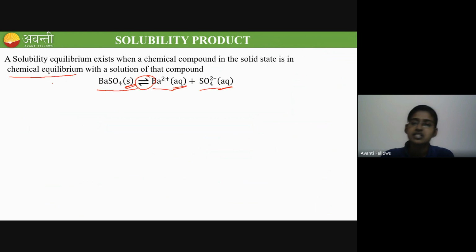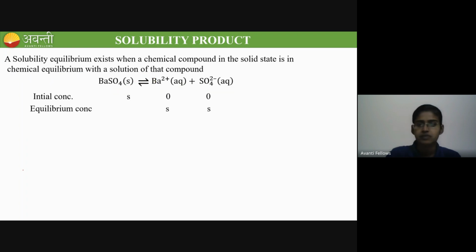So the initial concentration of the reactant is taken as S and there is no formation of product. So the initial concentration of Ba2 plus and SO4 minus is 0. And after some time, they attain the equilibrium, right? So the equilibrium concentration for the product is S and S because we have only one Ba2 plus and one SO4 minus. You see here, the number of ions produced is 1 and 1. So it is S and S.